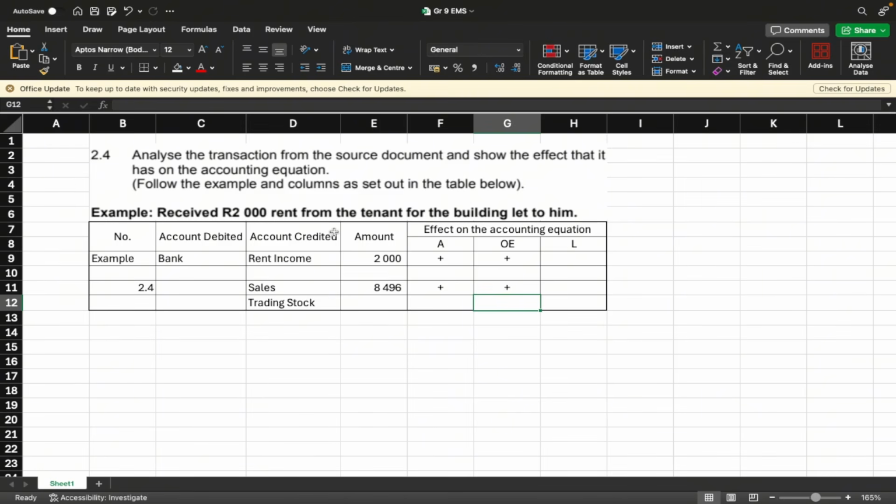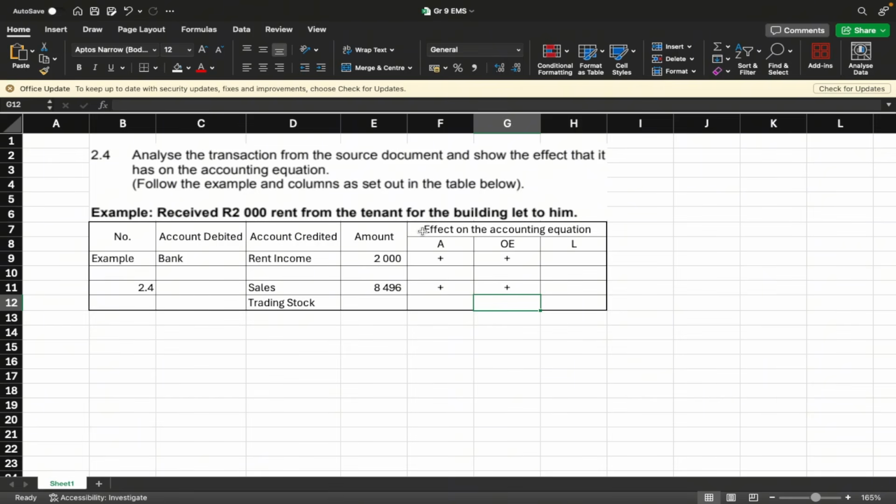Received 2,000 rand for rent from the tenant for the building let to him. And so if we receive rent from our tenant, that means we're debiting bank because money is coming into our account. Bank is an asset, and we're crediting rent income because rent income is an income. We know that our income increases on the credit side.